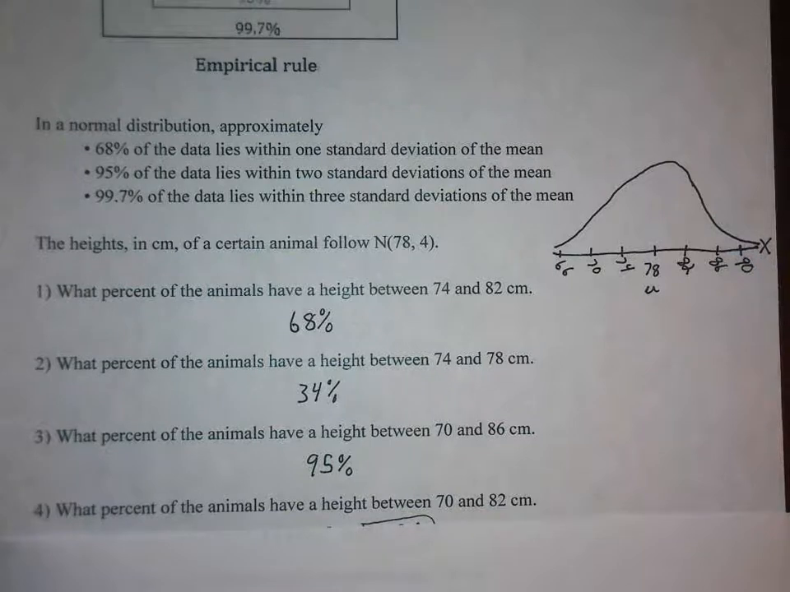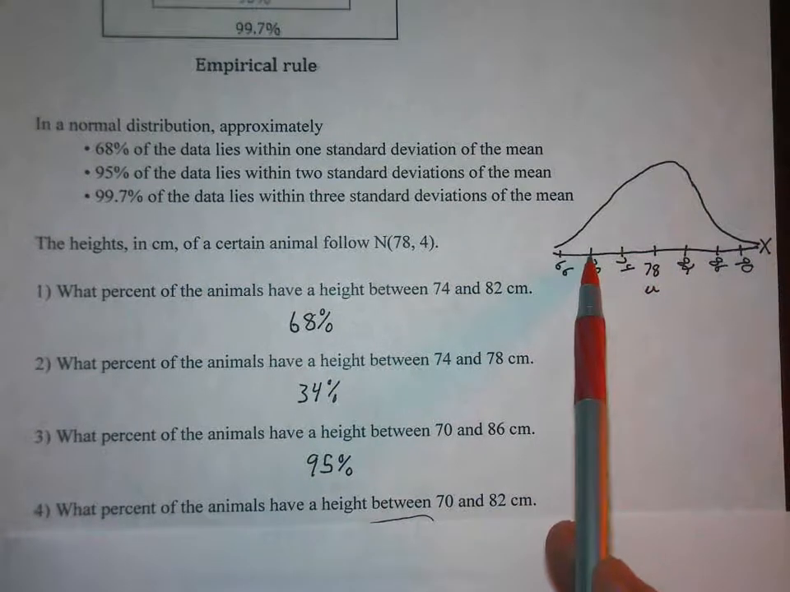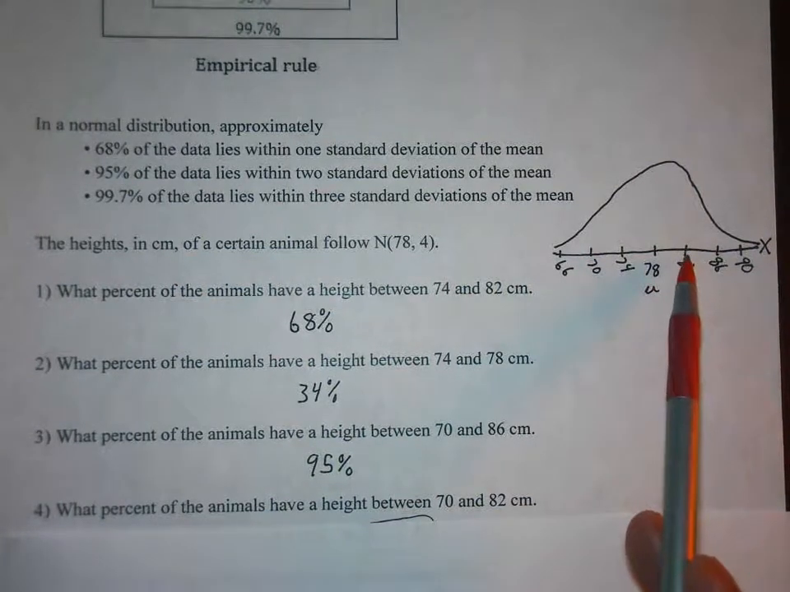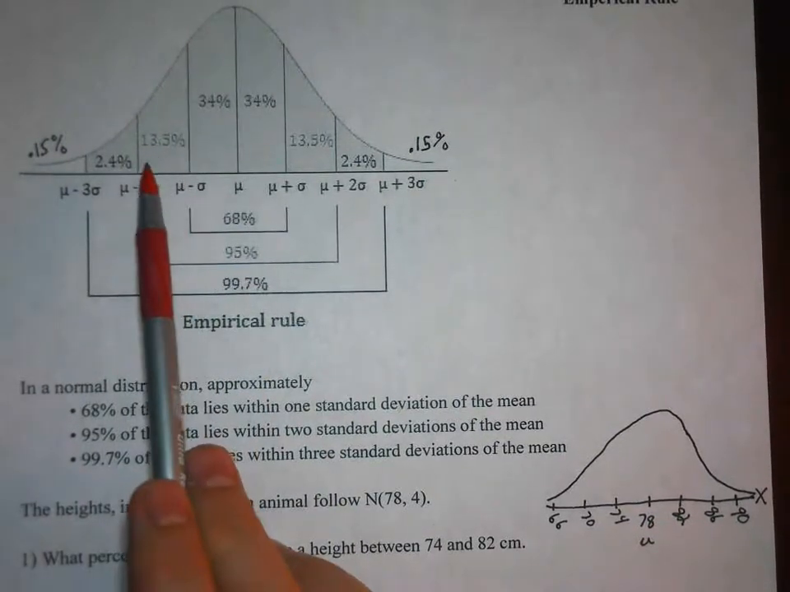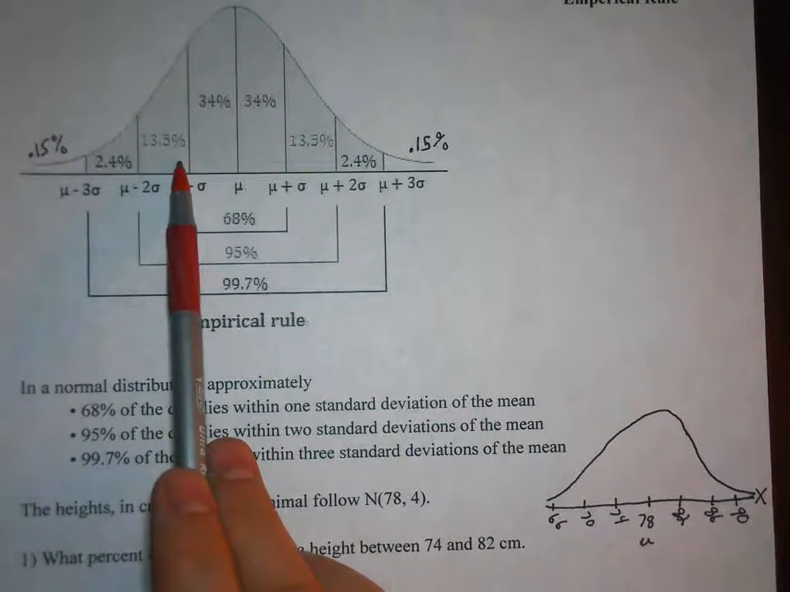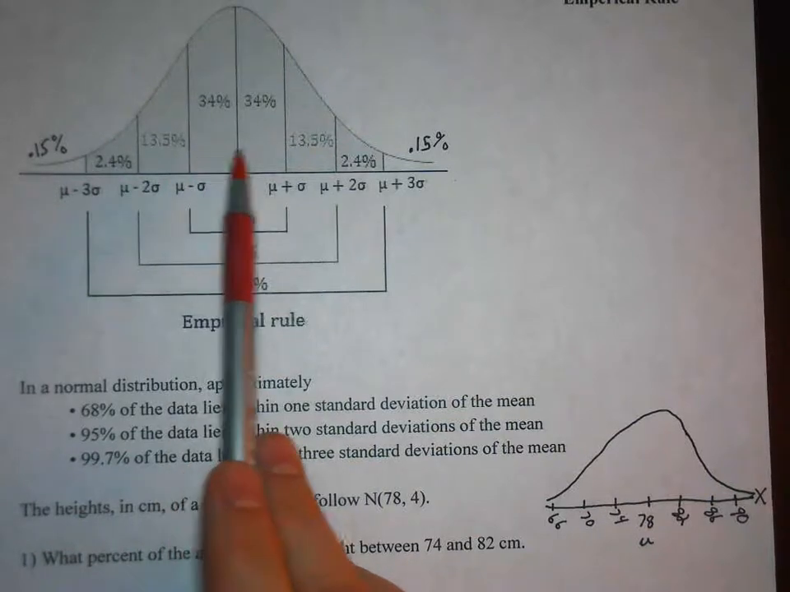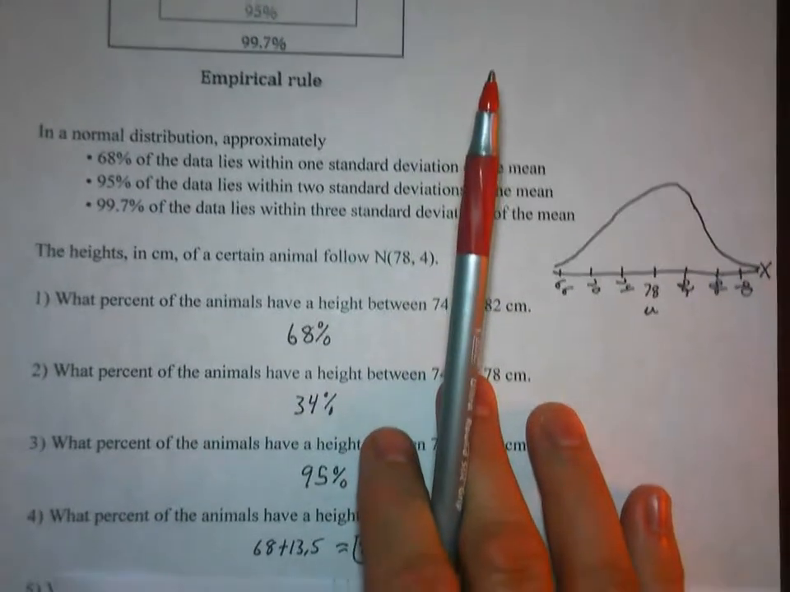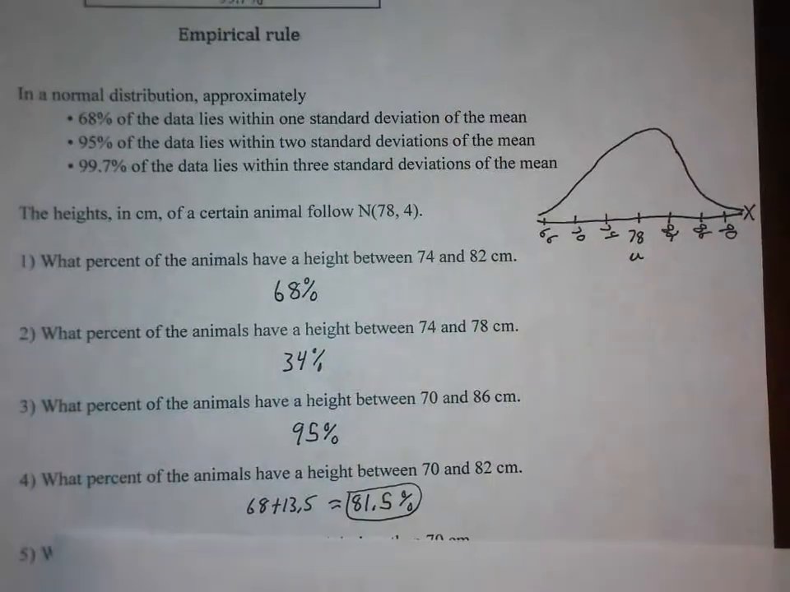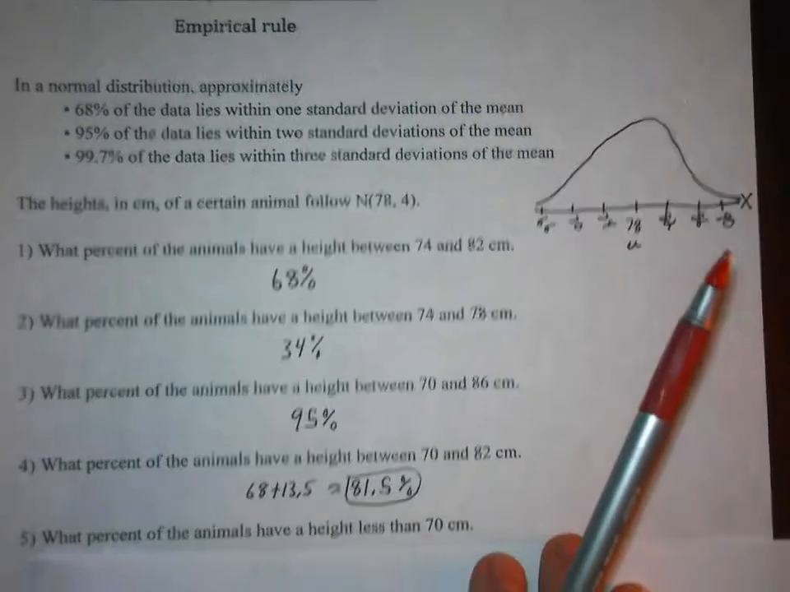Okay, number 4, between 70 and 82. Well, 70 and 82, that's 2 below the mean to 1 above the mean. So just take all those areas from 2 below the mean, so that 13.5%, and then 34 and 34. So add 68, which is 34 and 34, plus the 13.5, and that'll give you about 81.5%.